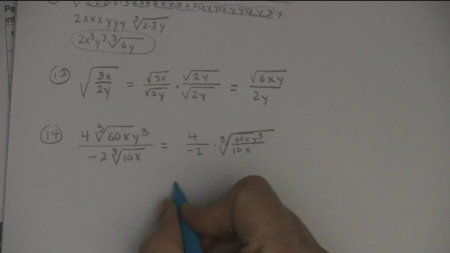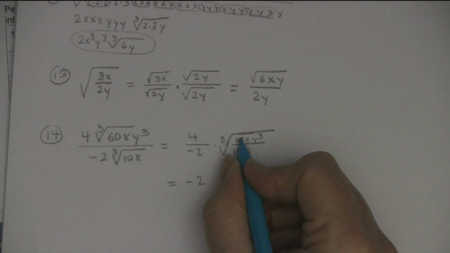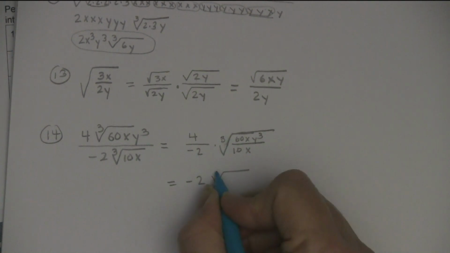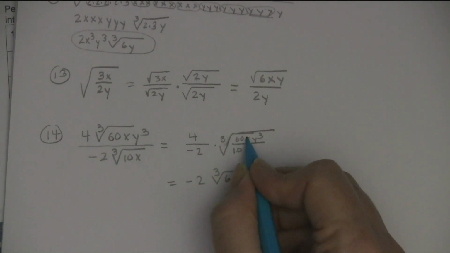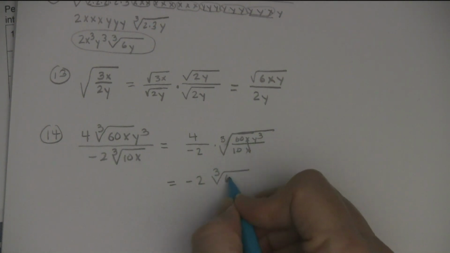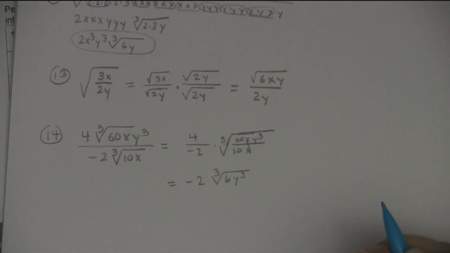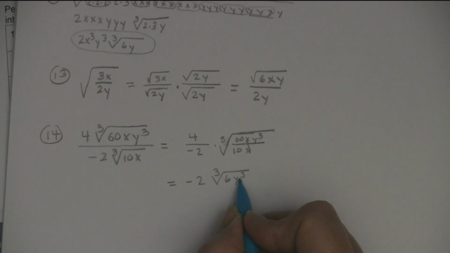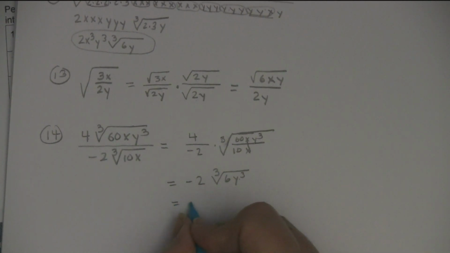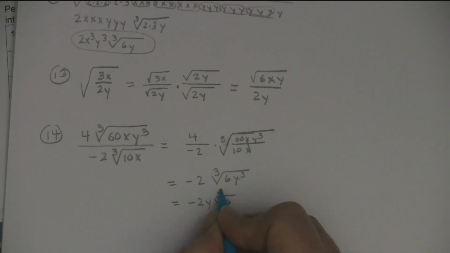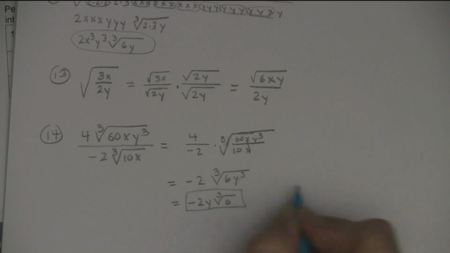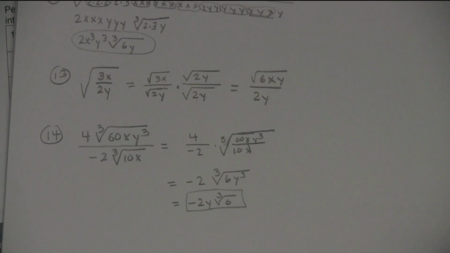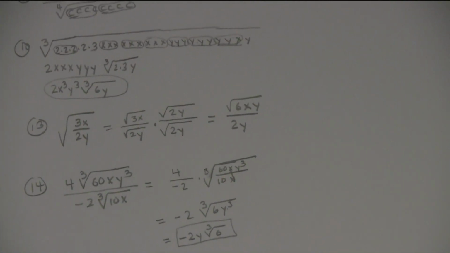So this is negative 2. This is the cube root of 6. The x's drop out. 60 divided by 10 is 6. The x's drop out, and then y to the third. And then the only thing that I could do is the cube root of y to the third. There's 3 of them, right? So a y would come out. So this is negative 2y, and then the cube root of 6. 6 is 2 times 3. There's no repeats. Okay, so we did a lovely job on those.